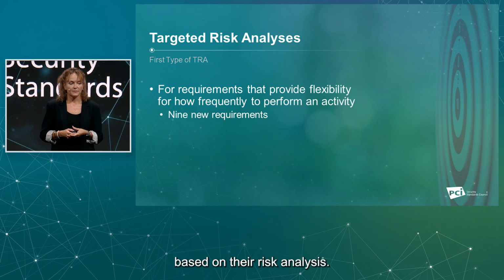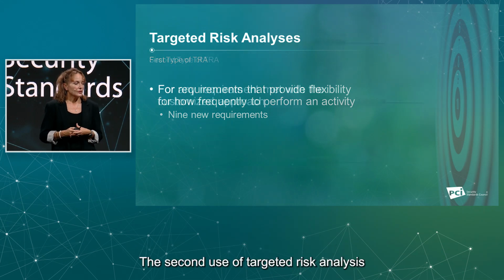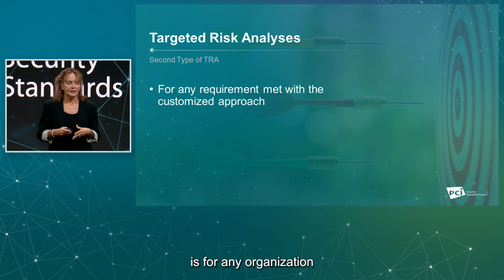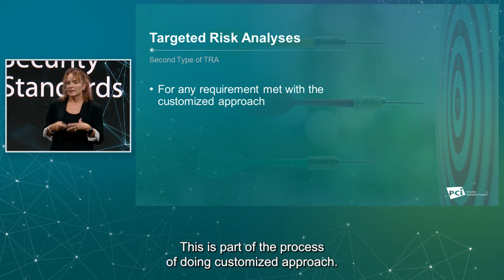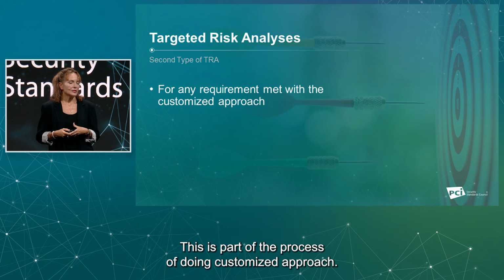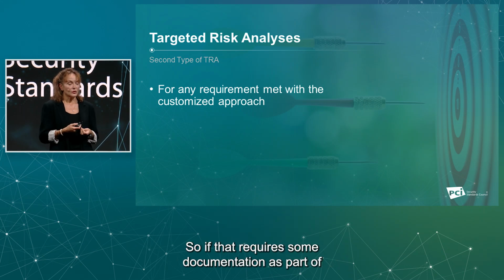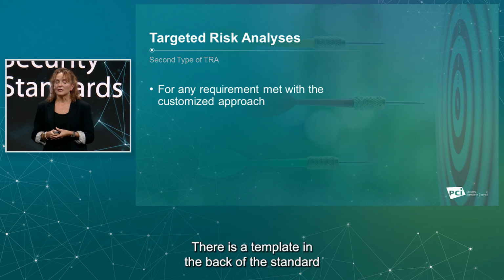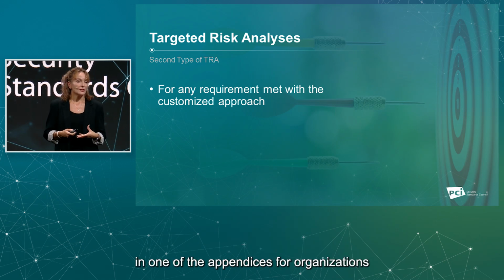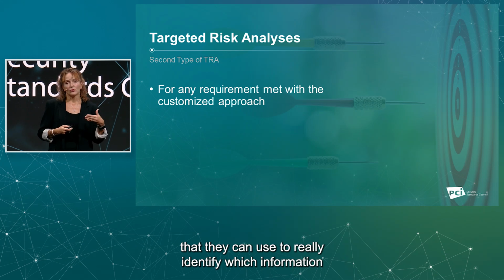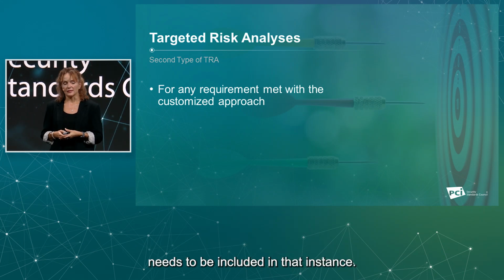The second use of targeted risk analysis is for any organization that's using the customized approach. This is part of the process of doing customized approach. So if that requires some documentation as part of documenting your customized approach, there is a template in the back of the standard in one of the appendices for organizations that they can use to really identify which information needs to be included in that instance.